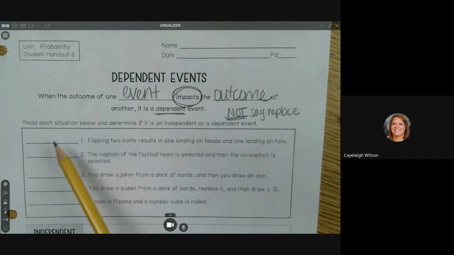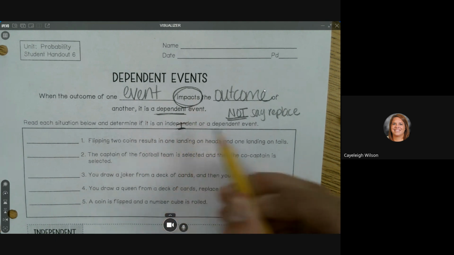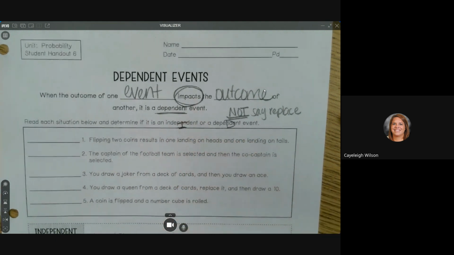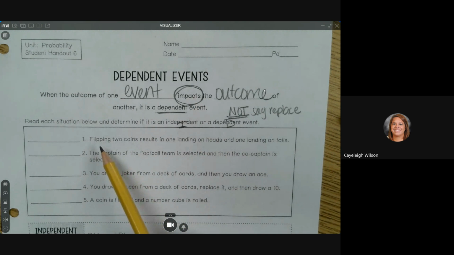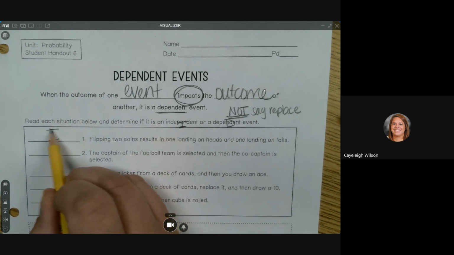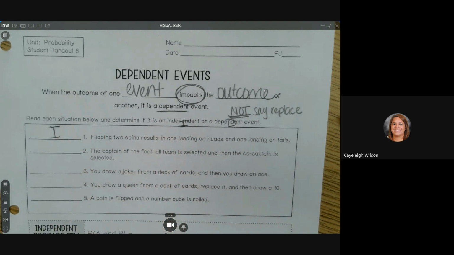So it says, read each situation below and determine if it's independent, and we're going to say independent I, or dependent D. So we'll see. Flipping two coins results in one landing on heads and one landing on tails. Would you all say that this is independent, they don't affect each other, or dependent, it depends on the other one? Independent. Flipping coins have nothing to do with each other. One flips, the other one flips, and that's it.